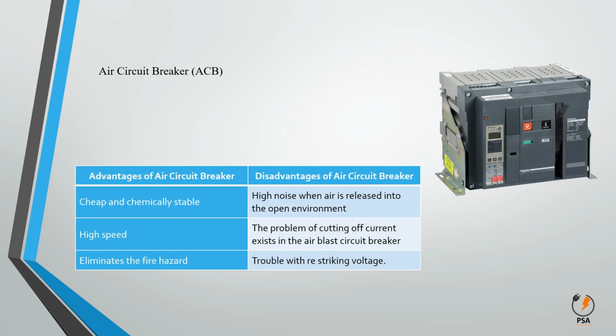Since the circuit breaker uses air as the medium, it is cheap and chemically stable. The air blast circuit breaker has the capability to operate at high speed. The air circuit breaker eliminates the fire hazard, unlike the oil circuit breaker. In case of arc interruption, it produces a high noise when air is released into the open environment. The problem of cutting off current exists in the air blast circuit breaker. There is trouble with restriking voltage.